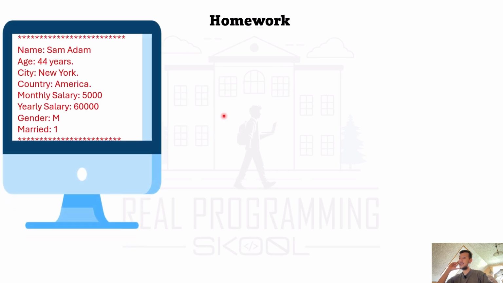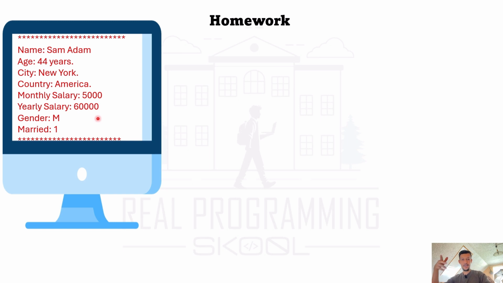The second homework was that I want you to write a program to print for me this information. It's like a card, right? Start with a line of stars, a name, age, city, country, monthly salary, and the yearly salary. I don't want you to create a variable and assign it the value 60,000 because 5,000 multiplied by 12, in the end the yearly salary will be 60,000. But I don't want you to create a yearly salary variable and put its value as 60,000. No, I want you to do the calculation here.